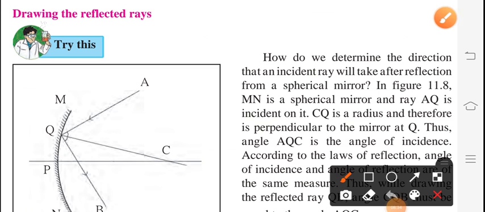Next discussion is for drawing the reflected rays. Whenever incident rays fall on a spherical mirror, either concave or convex, how the reflected rays come out from the mirror, that thing we have to discuss in this paragraph. How to determine the direction that an incident ray will take after reflection from a spherical mirror. In the figure, MN is a spherical mirror.